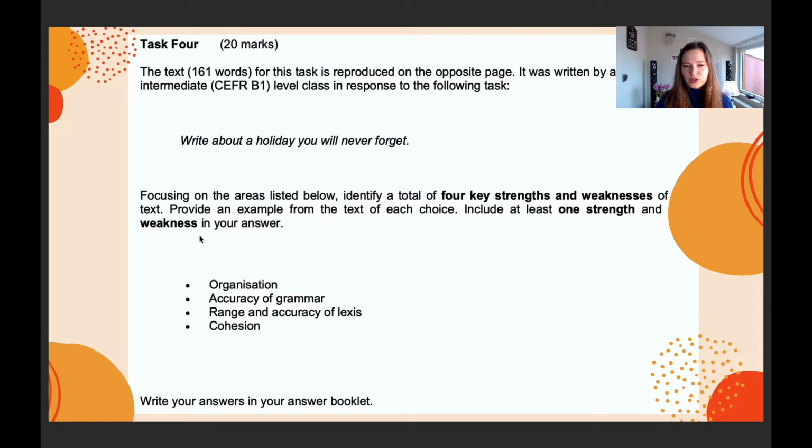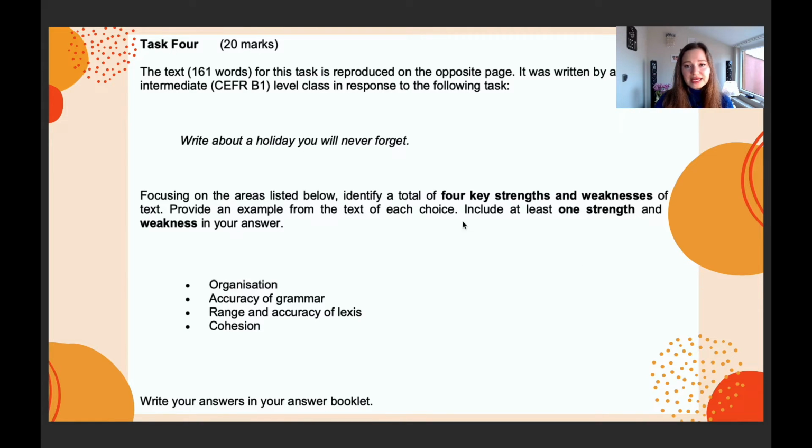Let's have a look further at what we are asked to do. Focusing on the areas listed below, identify a total of 4 key strengths and weaknesses of the text. It's really important to read the task that you are given so that you know exactly that you're going the right way and you are following the task, and provide the answer that you're asked to provide. Provide an example from the text of each choice, which means you need to provide an example. Include at least 1 strength and weakness in your answer. You can see that this is also stipulated here in the task itself, not to forget.